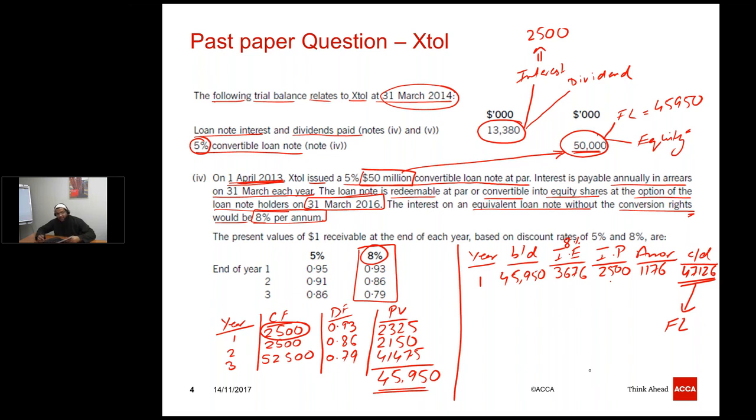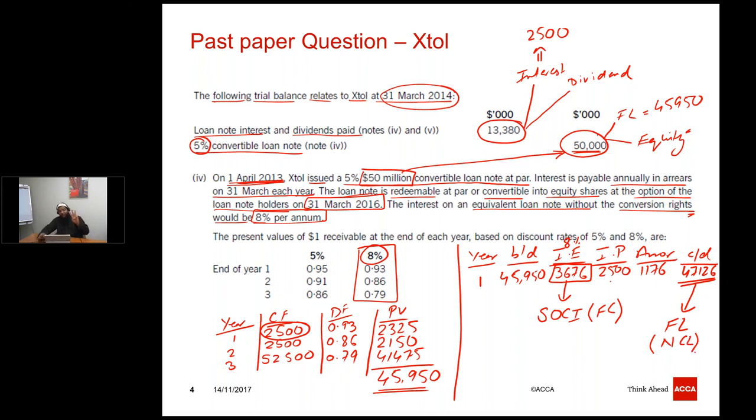4,7,126 will be recorded as a financial liability in the balance sheet. 3,676 will be recorded as an interest expense, finance cost, in the income statement, and 2,6,176 is actually a non-current liability.